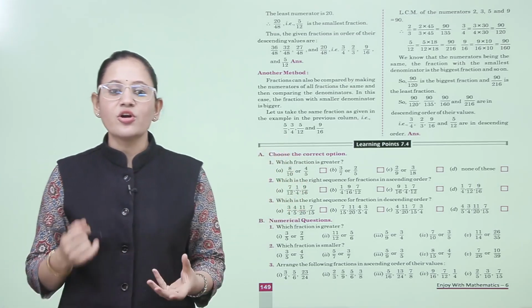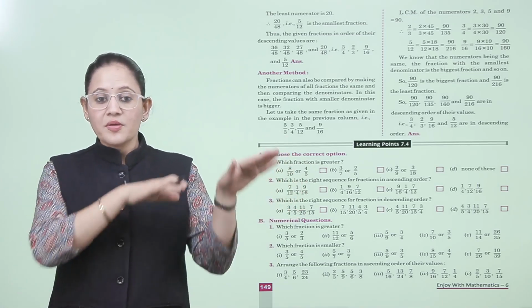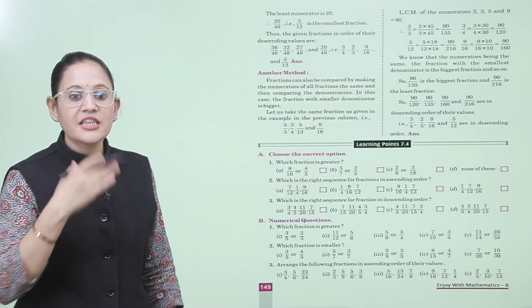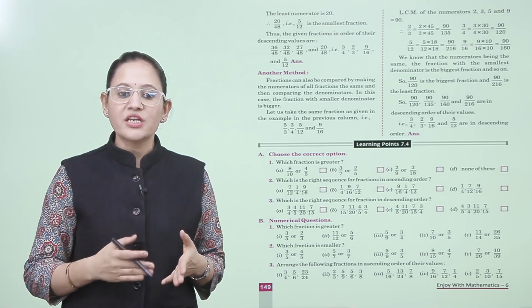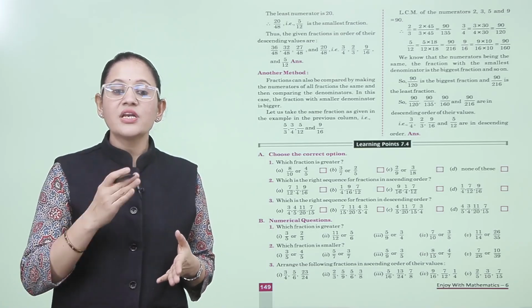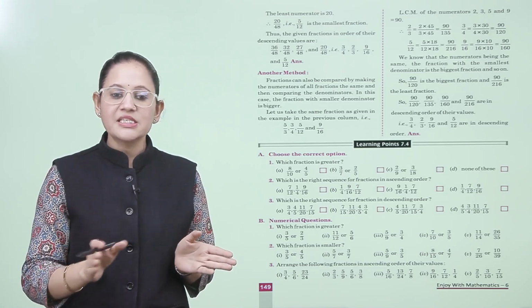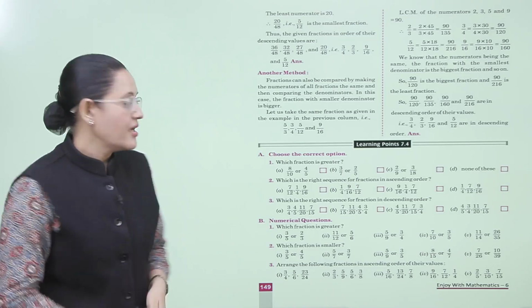Thus the given fractions in order of their descending value, means decreasing, we have to start from the greatest and move to the smallest. 36 upon 48, 32 upon 48, 27 upon 48, 20 upon 48, or we can say 3 by 4, 2 by 3, 9 by 16 and 5 by 12.